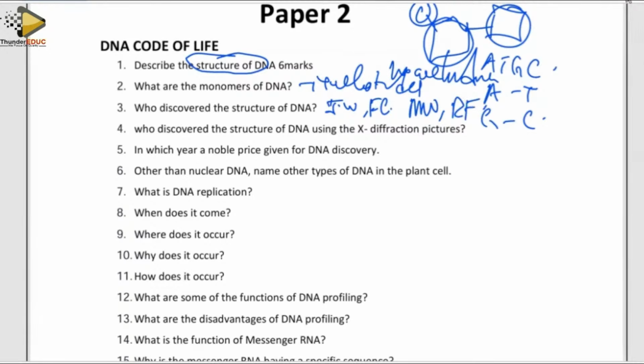Who discovered the structure of DNA using the X-ray diffraction picture? That is Maurice Wilkins and Rosalind Franklin. Then they are saying, in which year was that? Basically, when was the Nobel Prize given?